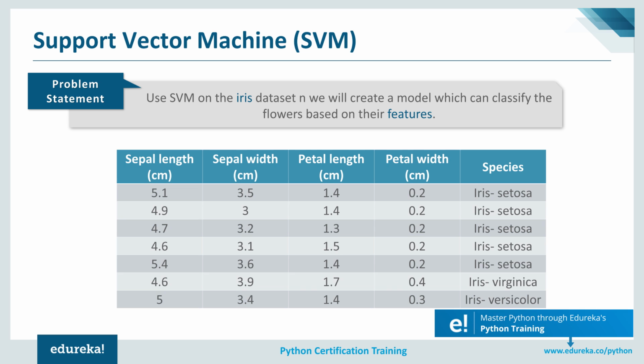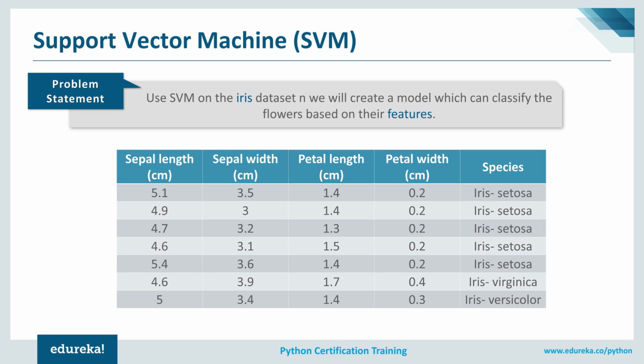So we have features such as sepal length, sepal width, petal length, and petal width as well. And we have to classify the flowers. Here we know that we have different species of flower, that is Iris setosa, virginica and versicolor. So now let us go ahead and build our model for that. I'll just go to my Jupyter notebook.